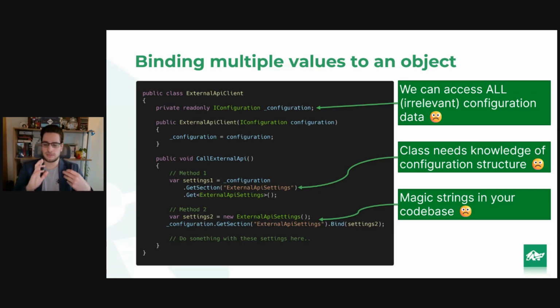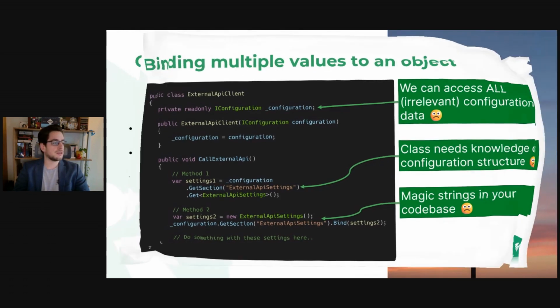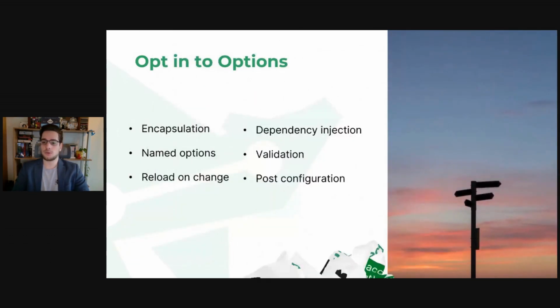And finally, you also have magic strings in your code base, which is also just not really desirable. So we don't want to be doing this. We don't want to have all of these downsides. So how do we fix them? Well, we can use the options pattern. Now, the options pattern is a way better way to work with configuration. It provides loads of cool features like encapsulation and dependency injection. Validation is my favorite one. Things like named options and supporting configuration reloads at runtime, post configuration. There's so much stuff here. We're not going to cover all of it, but let's take a look.